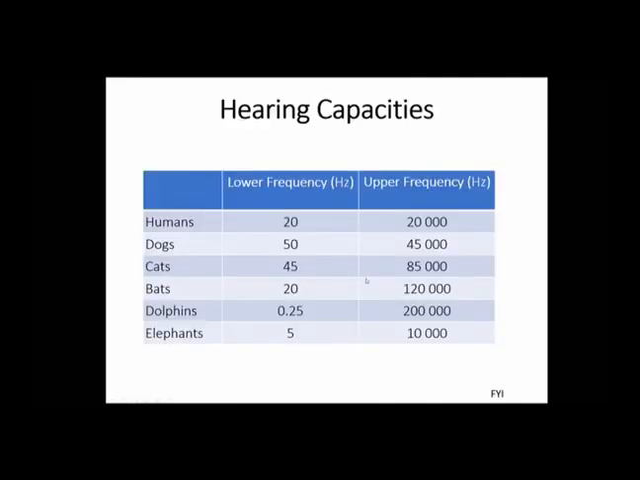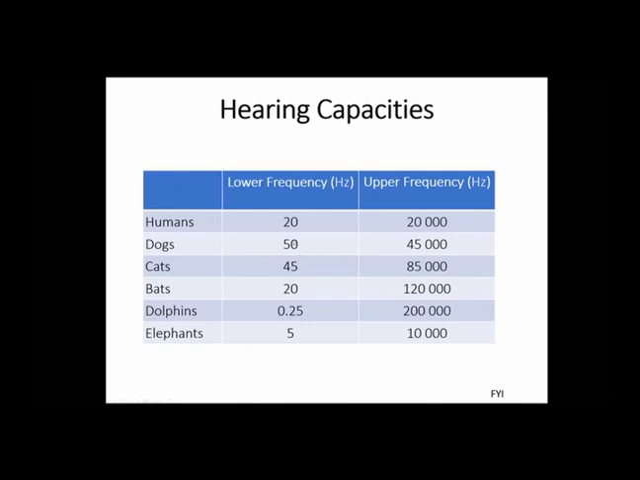And now our next slide, this is completely for your information, not testable. Again, I put my little notes here so that you know you don't have to memorize it. Again, I just find this really cool. And this is showing us some of the hearing capacities for humans compared to other species. So ours is the 20 to 20,000 hertz.